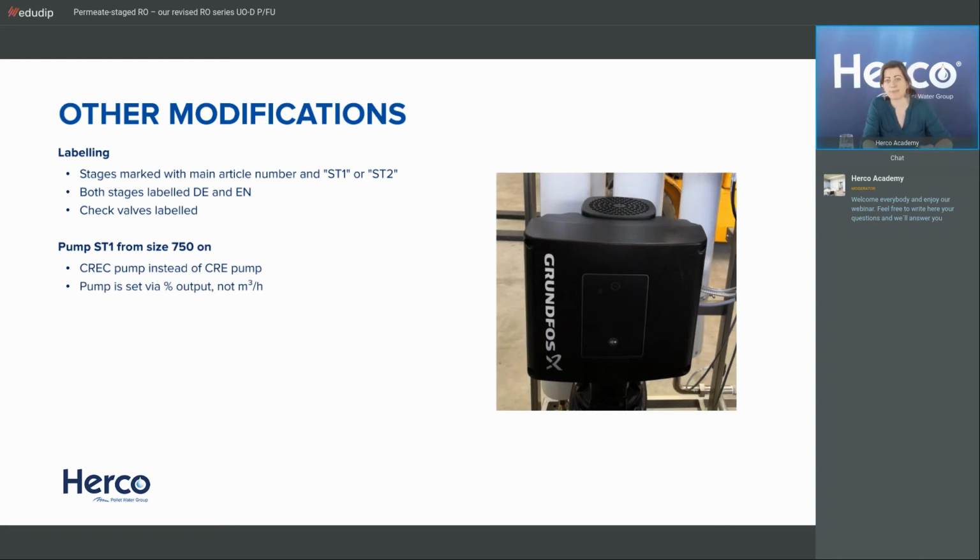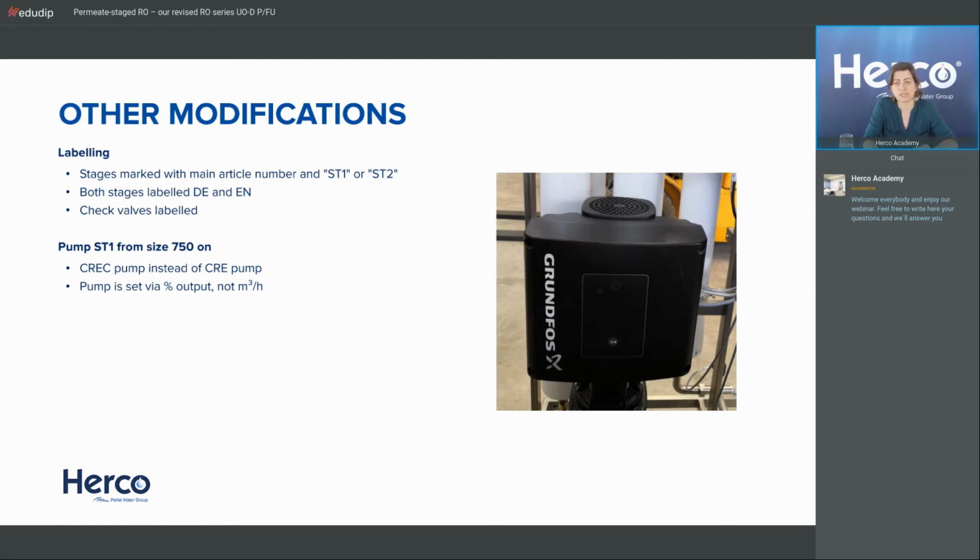What else? The pumps. So you can see here a pump that looks slightly different. For stage 1, we have for the smaller sizes the vane pumps, and for the larger sizes, we have the typical centrifugal pumps, Grundfos pumps you see here. But we use now CREC pumps. That's a new type instead of CRE pumps. That gives us the option to use fewer pump types, so to reduce the variability a bit. It's also good for the clients to have fewer spare parts, let's say.